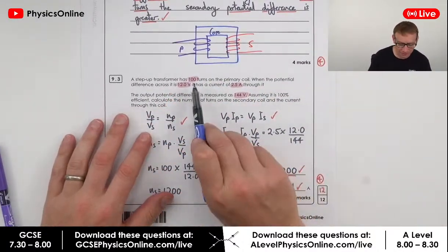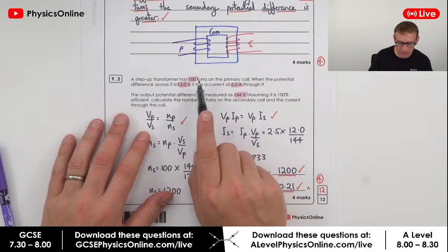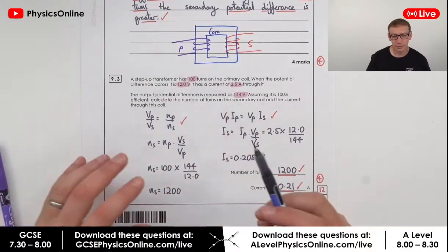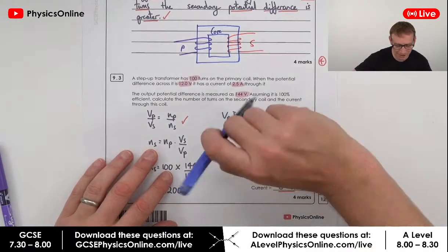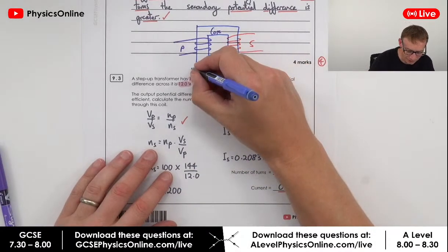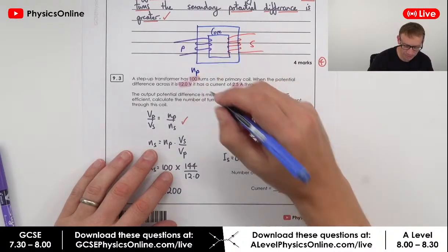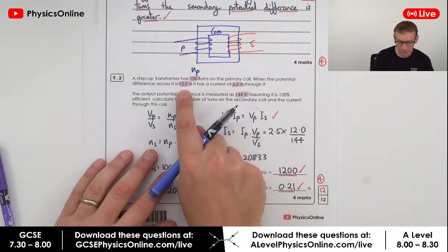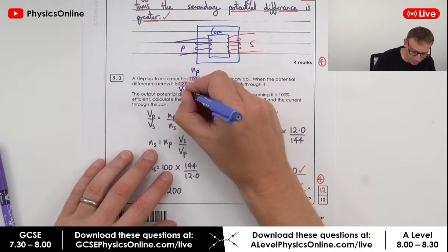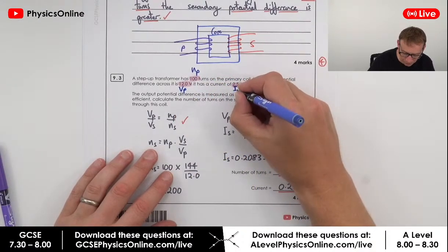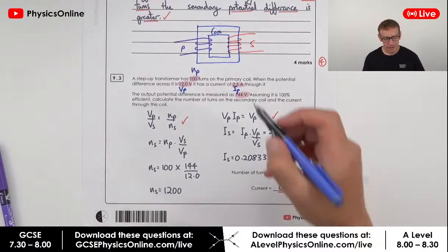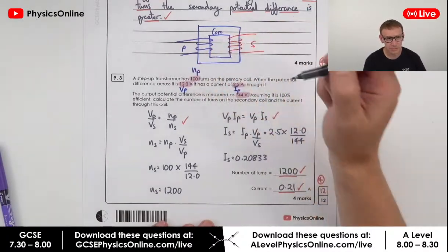Anytime you get a question like this, I would say you need to write down next to the numbers what's what. So this means that 100 turns on the primary, this is going to be NP. So put it by that number. When the PD across it is 12 volts, so that's VP. It has a current of 2.5 amps through it, so that's IP. So what we've done here is I've identified the numbers and I've written what's what.